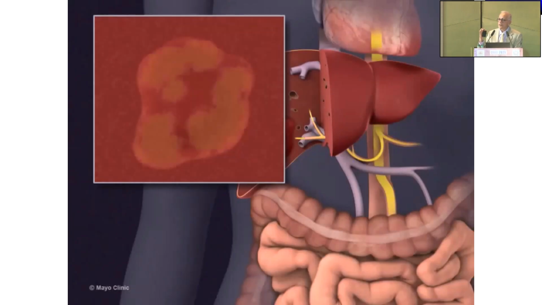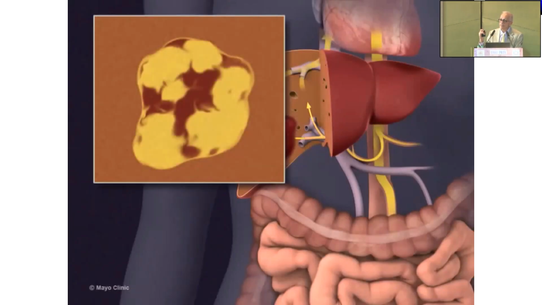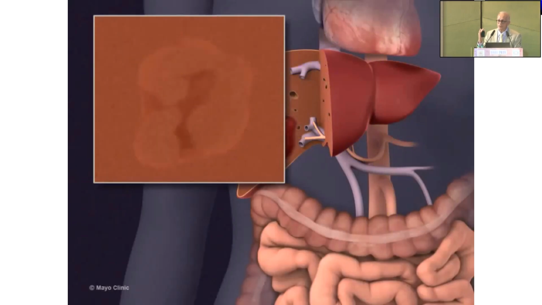It tends to be heterogeneous because hepatic adenomas have fat, hemorrhage, and necrosis. So it will be heterogeneous. So when you see a heterogeneous mass, think of a hepatic adenoma.